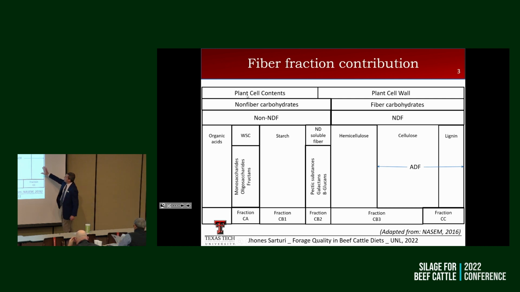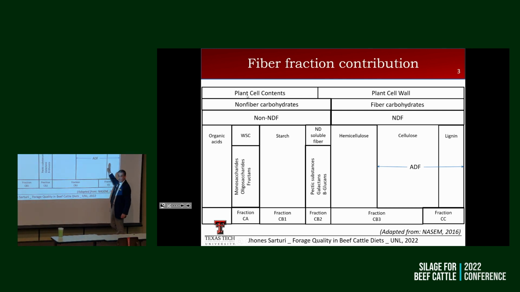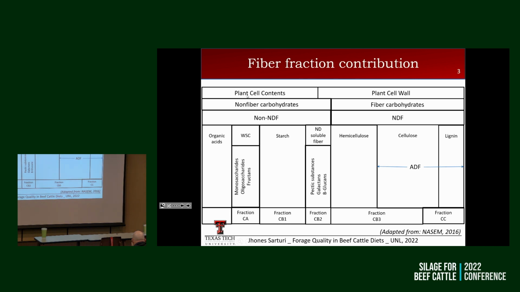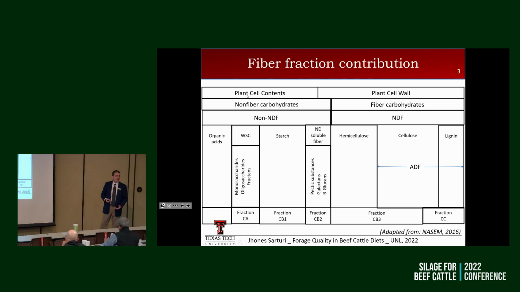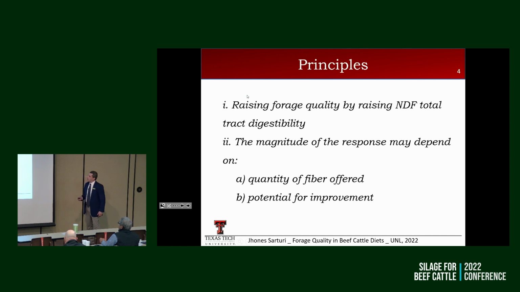So the point is, how can we improve this portion, or how this big portion of this forage called neutral detergent fiber can potentially affect the quality of this forage. So that's what I want to touch a little bit more today at this moment. So a couple of principles over here. The first one is that raising forage quality by raising the NDF total tract digestibility.